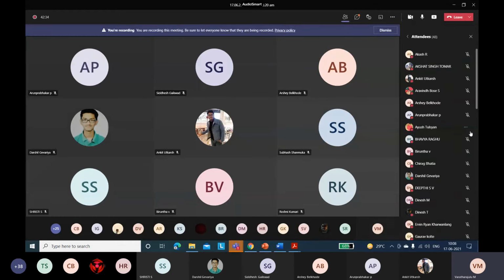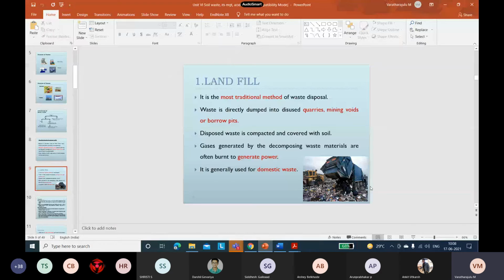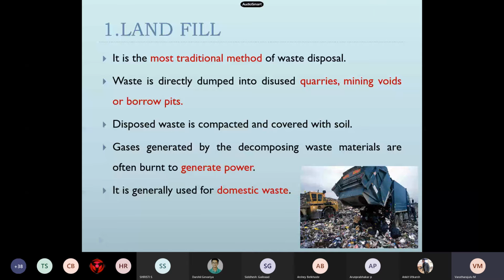Okay, landfills. That was the first disposal procedure that we are going to discuss. It is the most traditional method of waste disposal, in which waste is directly dumped into unused quarries, mining voids or borrow pits. Disposed waste is compacted and covered with soil, but that usually doesn't happen, and therefore it makes trouble for the surrounding people. The gases generated by the decomposing waste materials are often burned to generate power.